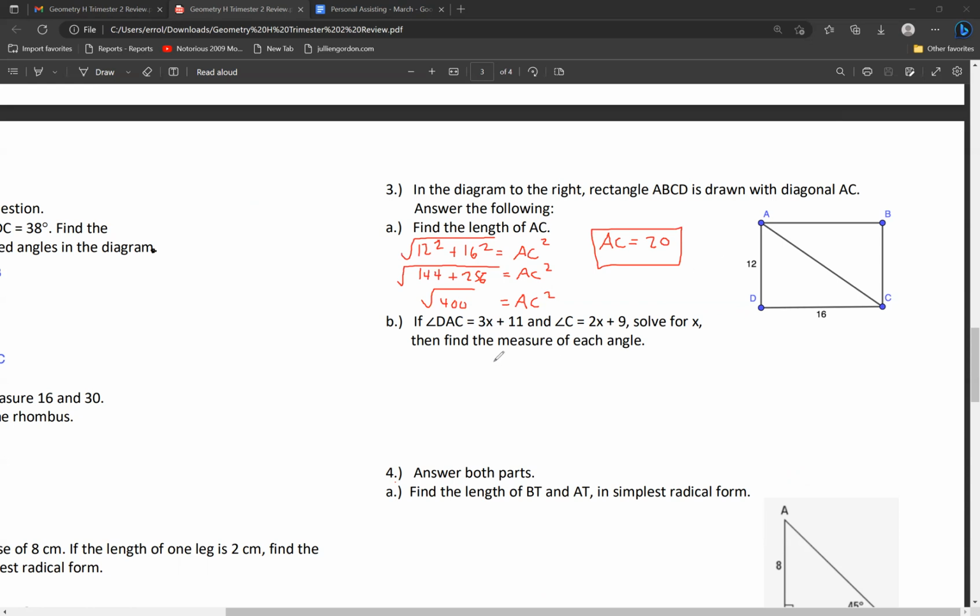Yes. All right, part B. If angle DAC is 3x plus 11, that angle right here, and angle C equals, they mean the whole thing, I guess, the whole thing equals 2x plus 9. Solve for x. Then find the measure of each angle. All right, so how are we going to do that one?